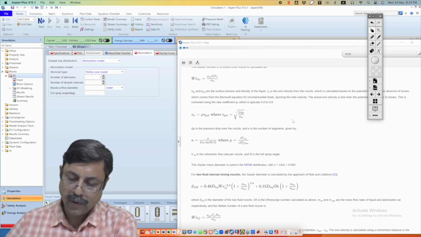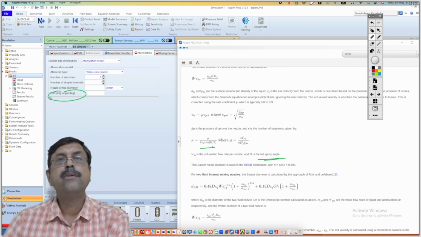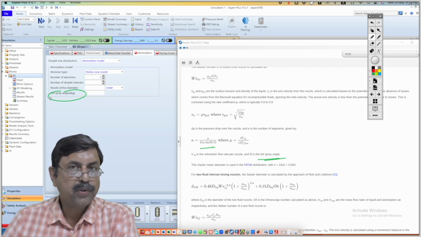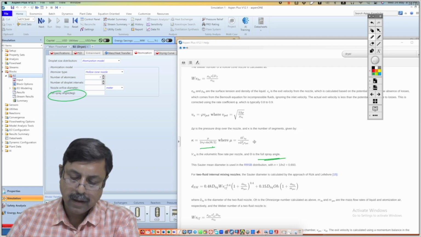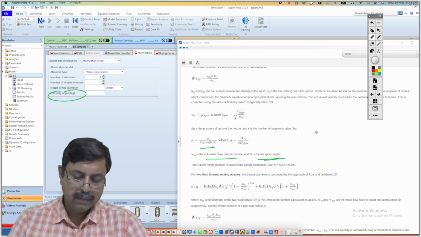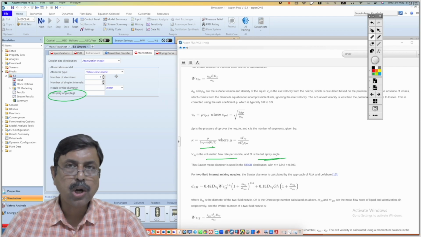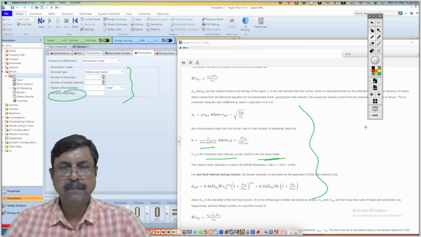You can calculate it from these values, where theta is there. Theta is the full spray angle. So this full spray angle in degrees you have to give, whether the spray angle is 30 degree or 40 degree or whatever. So that you have to provide. And all other information such as the volumetric flow rate per nozzle, they are all defined by the number of atomizers, orifice diameter, and droplet interval. In short, if you provide these data, all the calculations will be done by Aspen Plus itself.